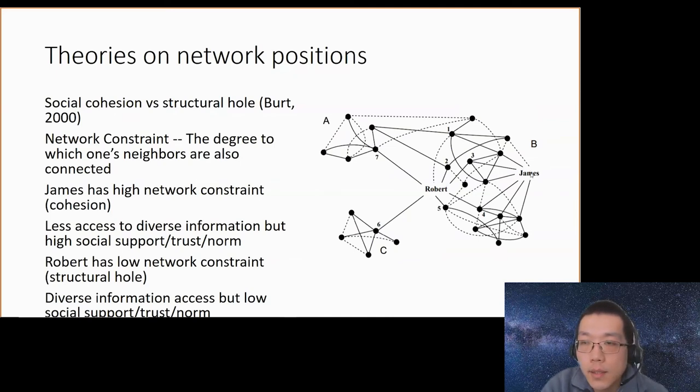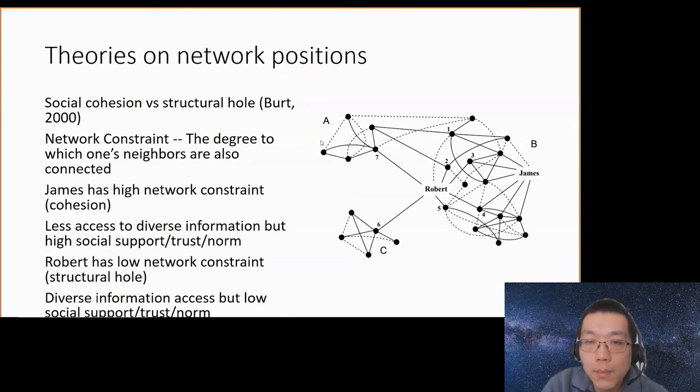James has a high network constraint, because all his friends know each other. While Robert, on the other hand, has a low network constraint because all his friends don't know each other. So this actually has a lot of implications for the functions or the network positions for Robert and James. For example, James has a high network constraint, and that means he has less access to diverse information.